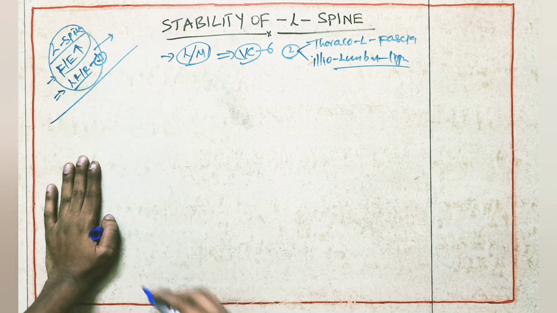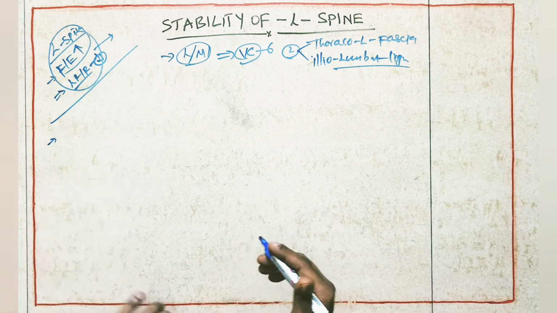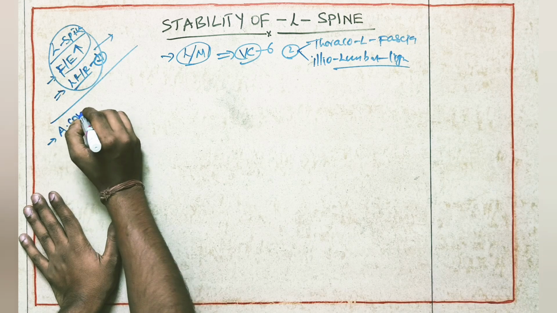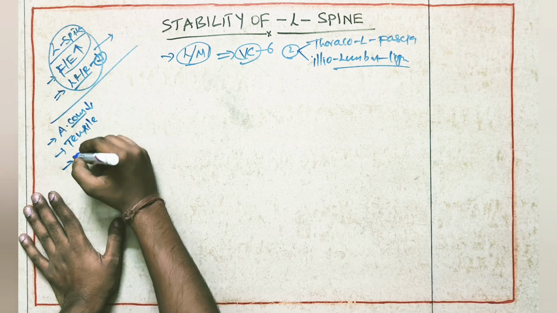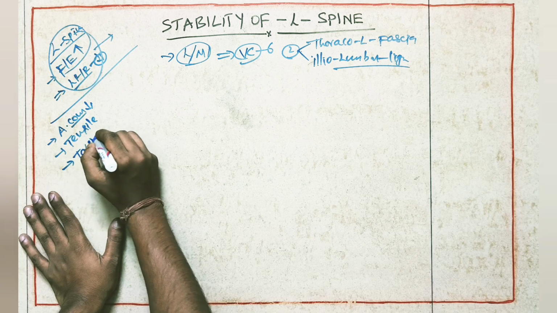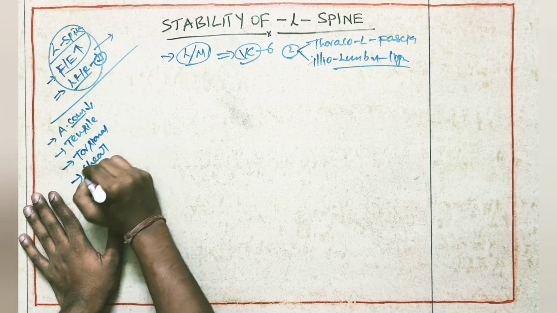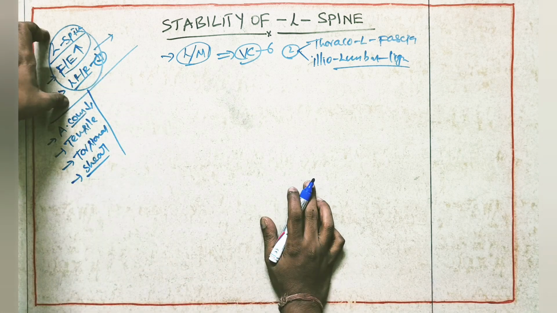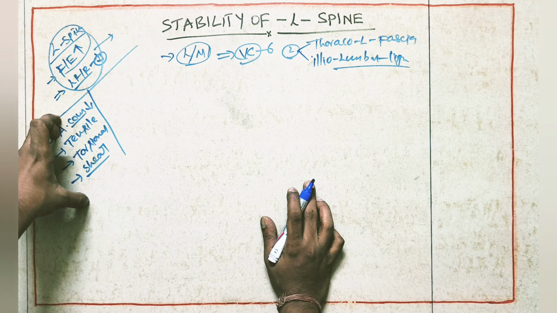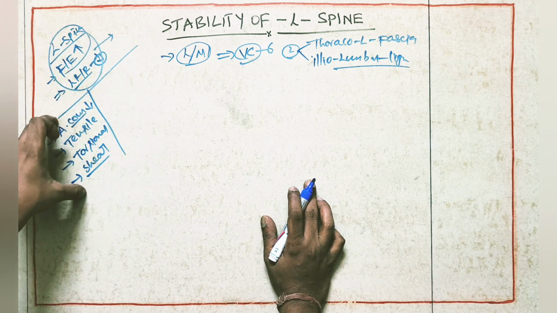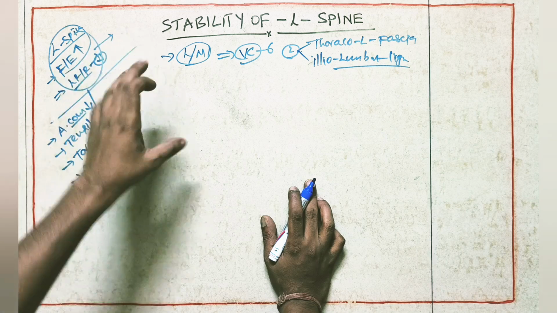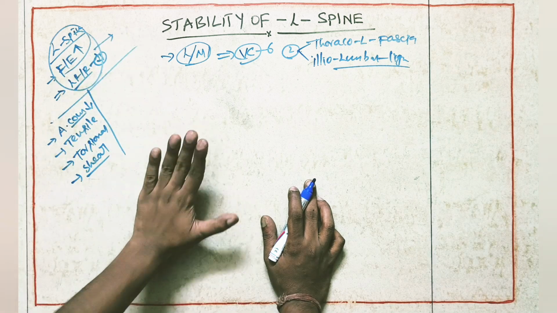And one more point here, we have some forces. Which forces? Axial compression force, tensile force, torsional force, and shear forces. So stability means movements are happening and forces are acting on the lumbar spine, and after the end of the movements and the removal of the forces, the lumbar spine should come back to normal anatomical position. That is nothing but the stability.